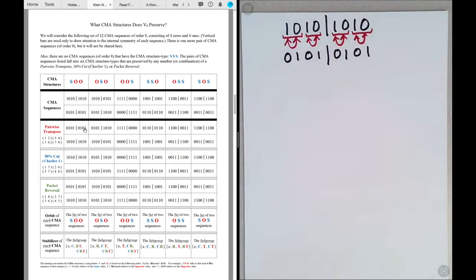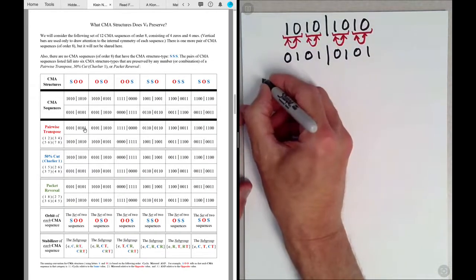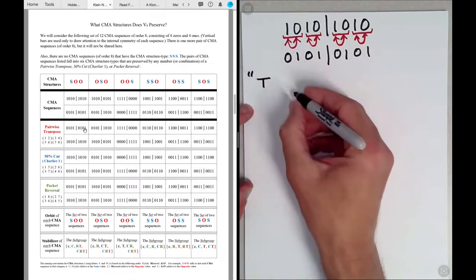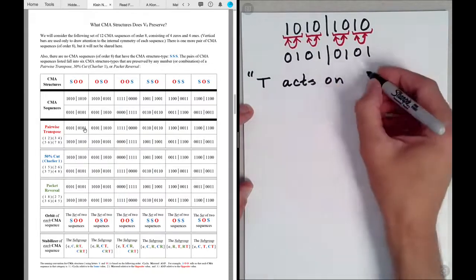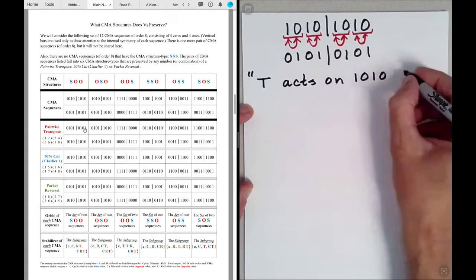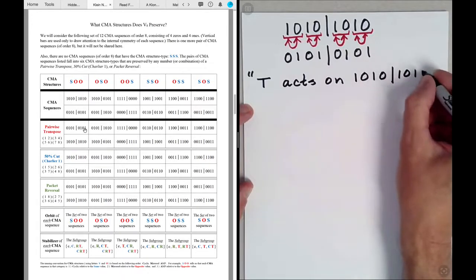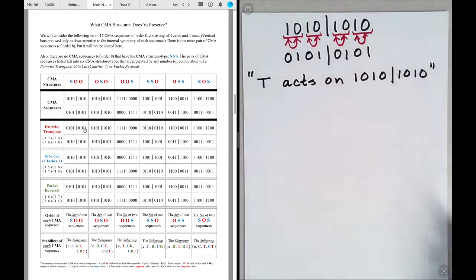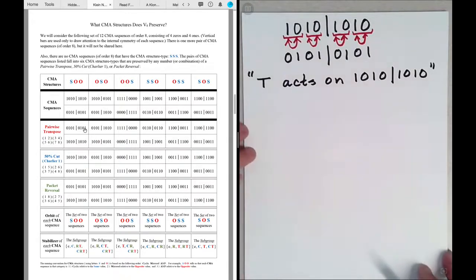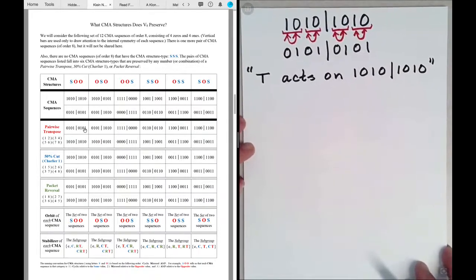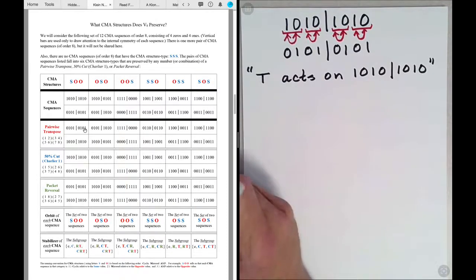But there's quite a bit hiding in the phrase, when I say the pairwise transpose acts on a CMA sequence, what does that really mean? This is where it takes us into the more rigorous side of mathematical thought, because we're going to be looking at group action, which can be a very difficult idea for students to study for the first time. Well, let's just remind you of what a group action is.